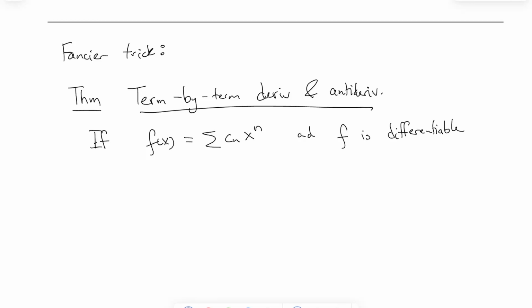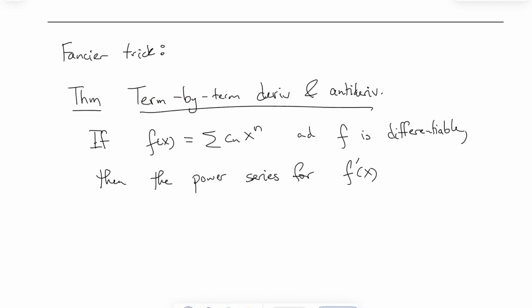This automatically means that you can also take the antiderivative. If this is the function power series and this is differentiable, then the power series for f prime of x, I'm talking about the derivative. If you know the power series for the original function, how do you get the power series for the derivative? The answer is you do the term by term derivative.